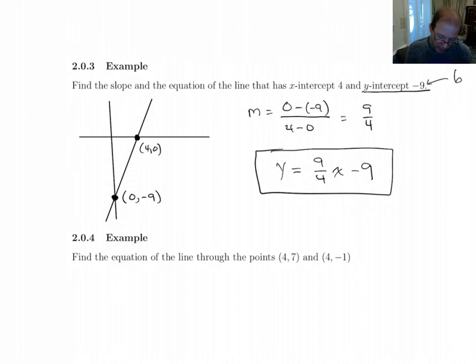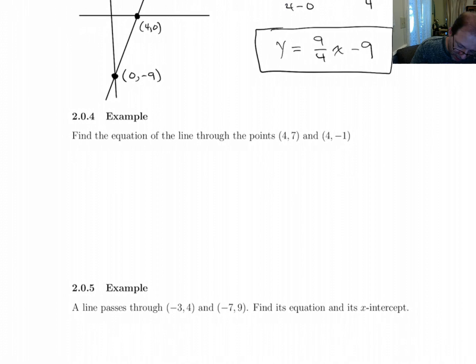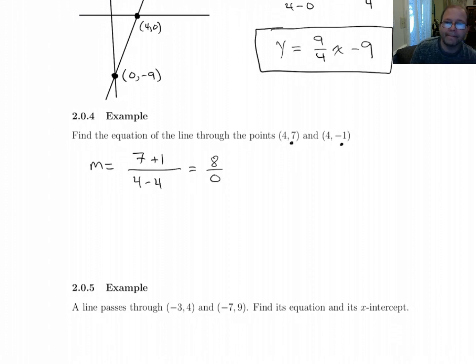All right. Find the equation of the line that goes through these 2 points. All right, so we'll get the slope. Let's see, for my slope, just to be different, I'm going to do the first one minus the second one this time. 7 minus -1, and then over 4 minus 4. We wind up with 8 over 0. That's undefined.